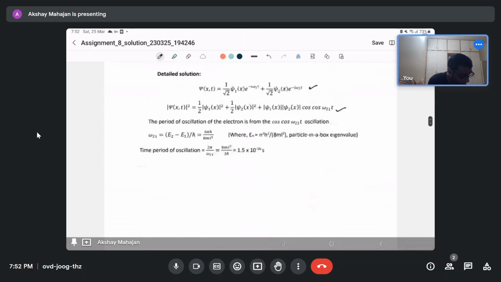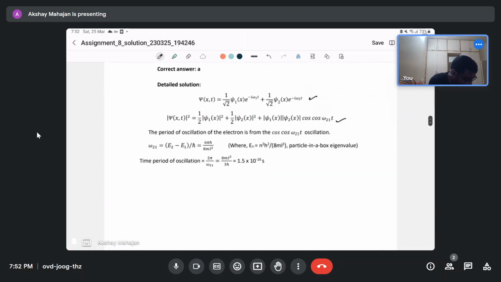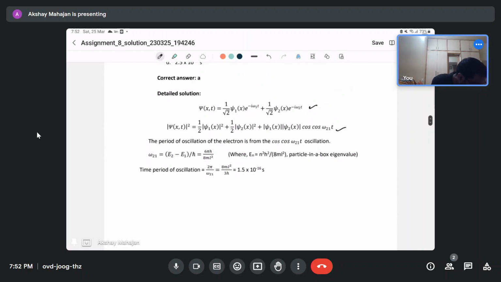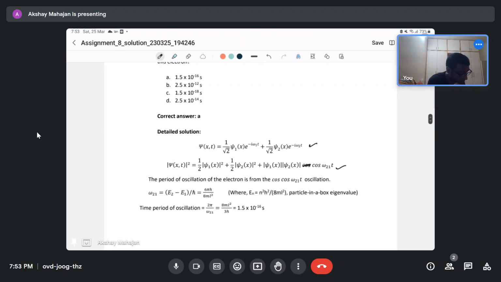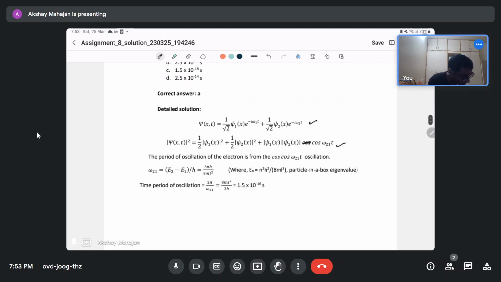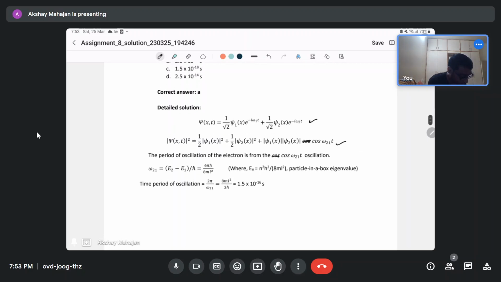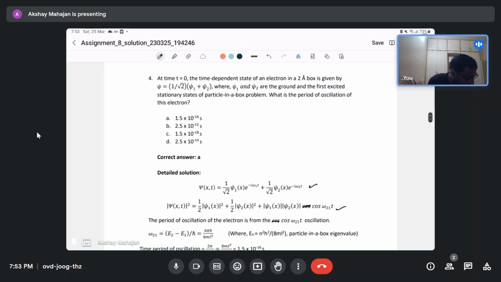That will be equal to, here we know this is just 1 cos omega 2 1 t. Now the period of oscillation of the electron is from cos omega 2 1 t oscillation. So, what is the period of oscillation?